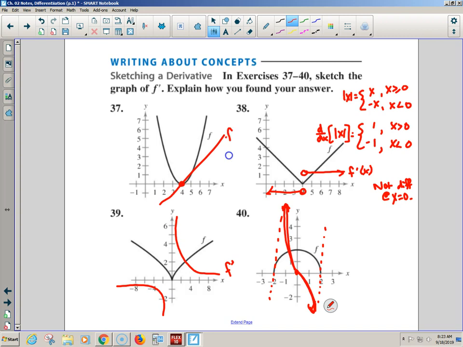Did you label all of these other dudes F primes? If you didn't, please label them because they're not F. F is the guy who was given to you originally. F was the original function. We were trying to graph the derivative.